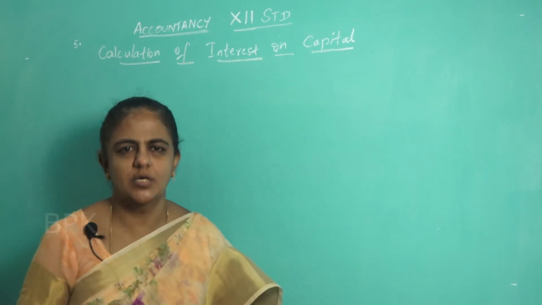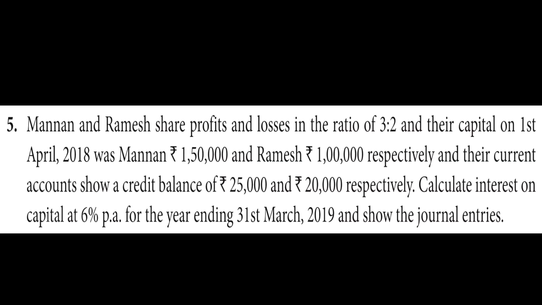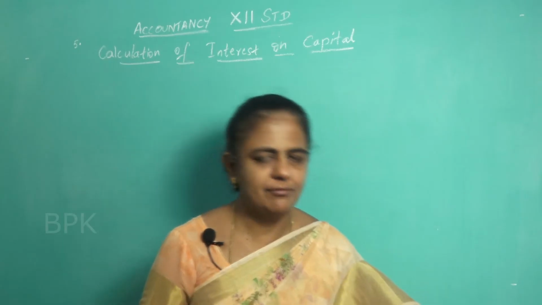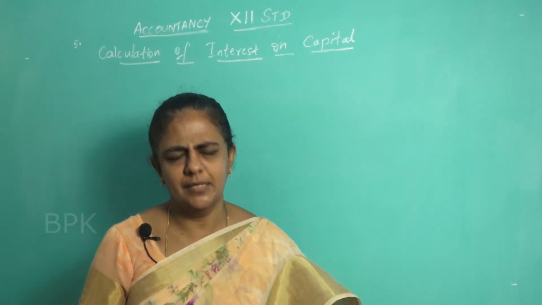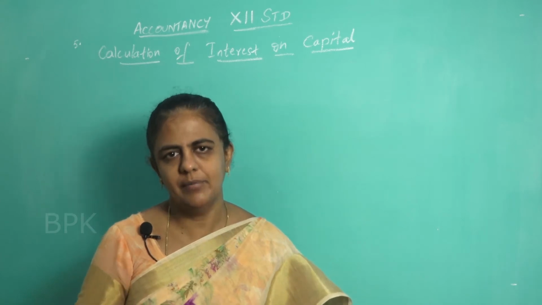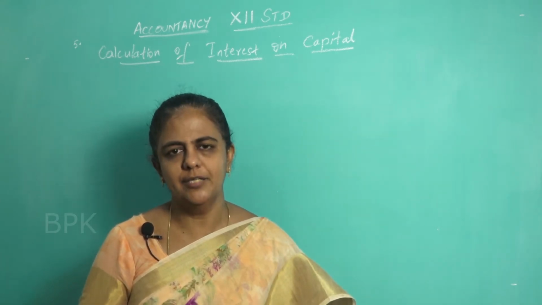First I will read the question. Watch the screen. Mannan and Ramesh share profits and losses in the ratio of 3:2 and their capital on 1st April 2018 was Mannan rupees 1,50,000 and Ramesh rupees 1 lakh respectively, and their current account shows a credit balance of rupees 25,000 and 20,000 respectively. Calculate interest on capital at 6% per annum for the year ending 31st March 2019 and show the journal entries. So first you have to calculate the interest on capital for both the partners, that is Mannan and Ramesh, and then you have to show the journal entries also.